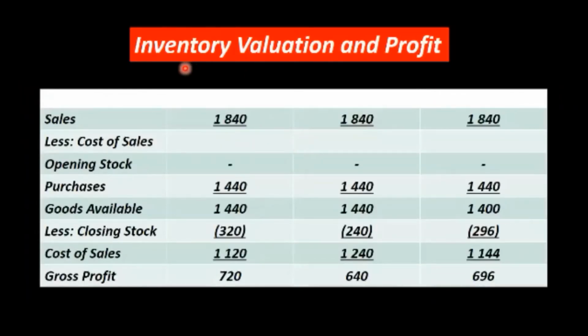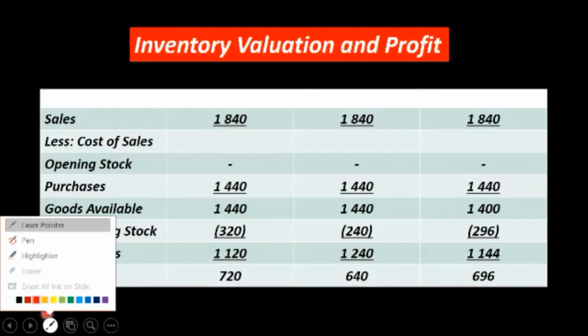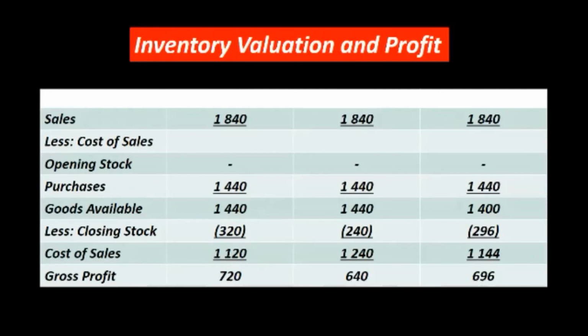We want to look at what will happen to your profit if you're using a different valuation method. The top here is not showing. Up here should be FIFO, here should be LIFO, and this column should be AVCO. Right. Now, what we want to look at is the effect of the inventory valuation on profit.